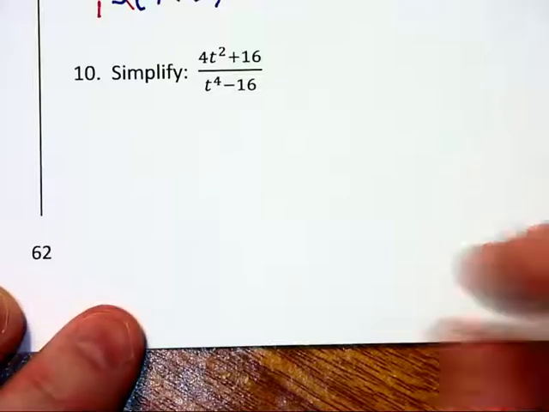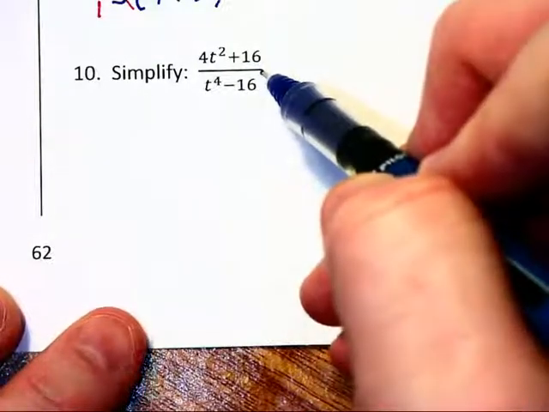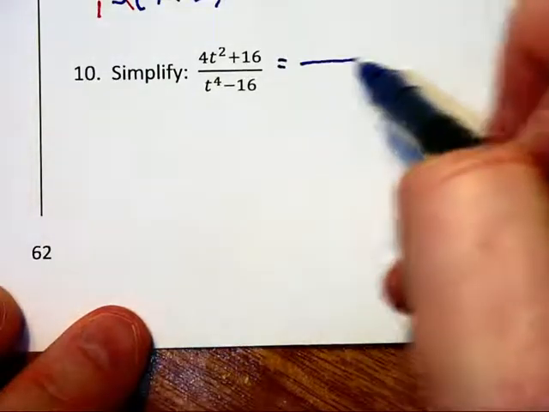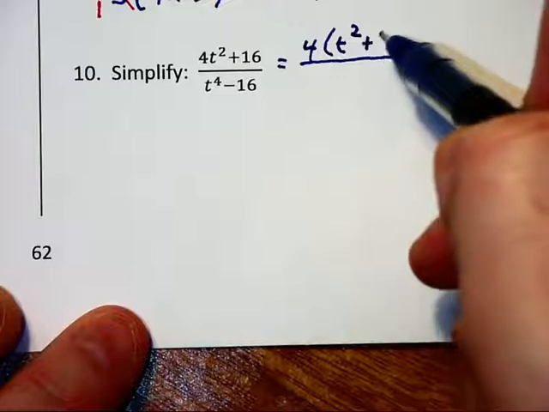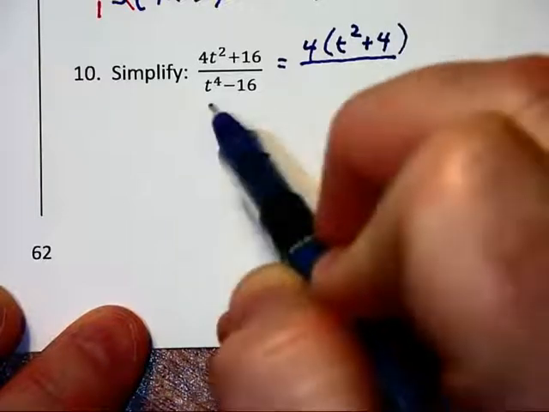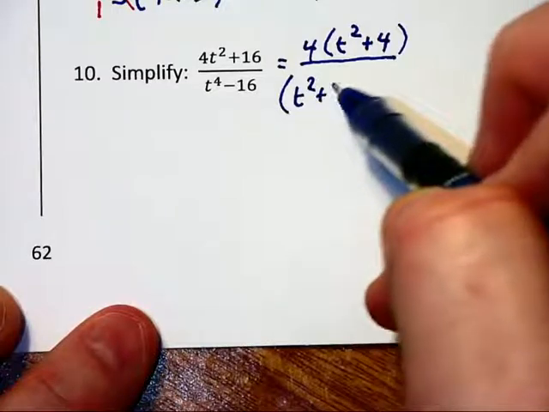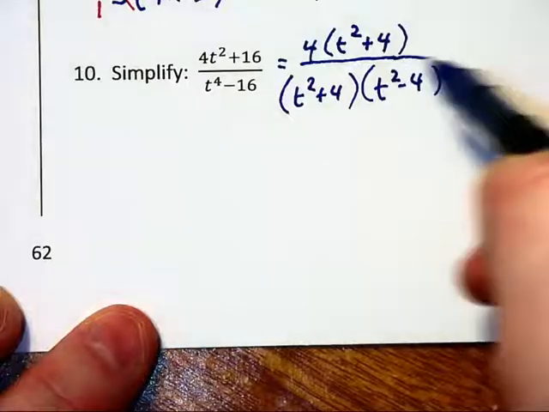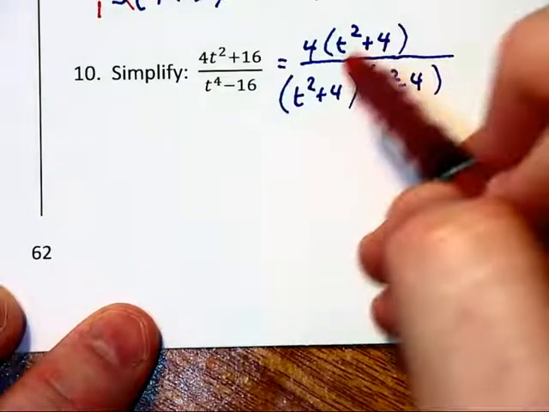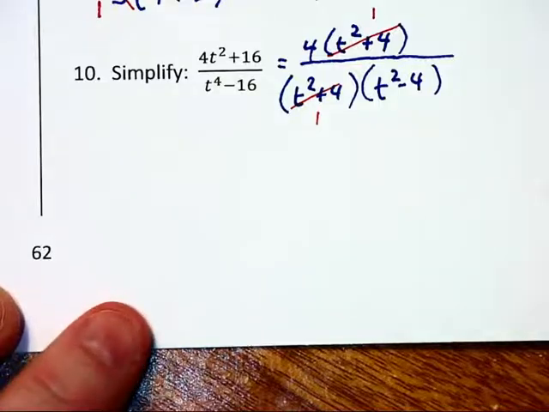For this next problem, the numerator normally we can't factor as a sum of two squares there, but I can factor out a 4 and have t squared plus 4 left over. And now I have the difference of two squares down below, and I can write this as t squared plus 4 times t squared minus 4. Now, these t squared plus 4's are going to cancel out right off the bat there, and we have a choice on how we write our answer.